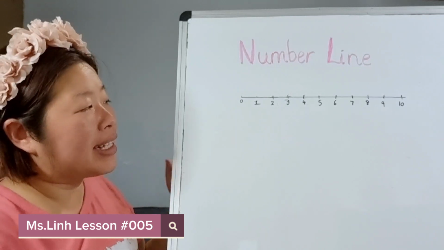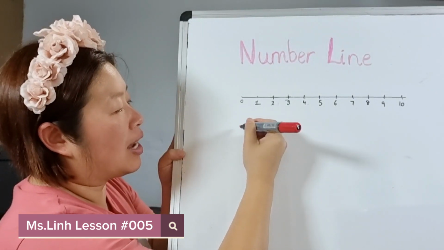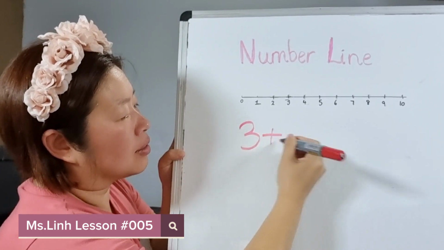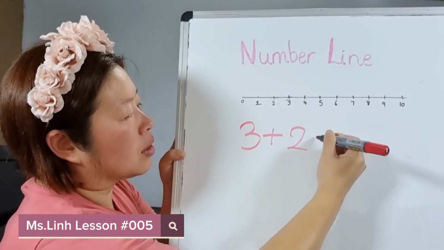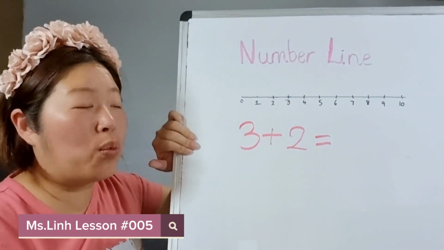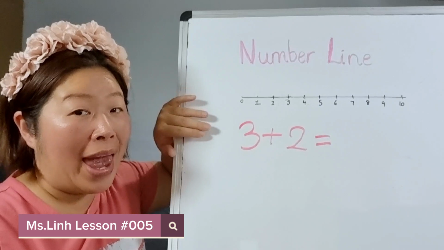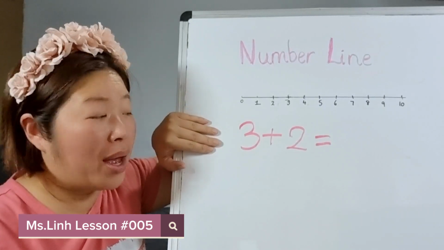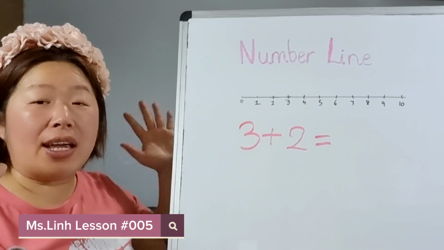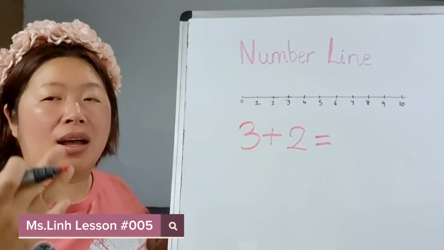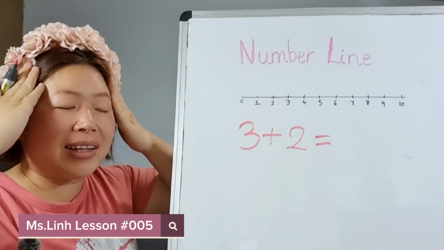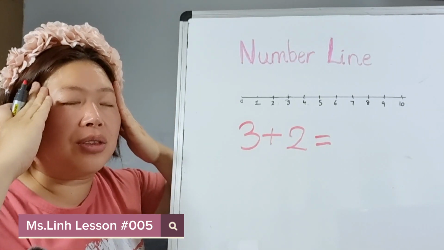Okay, now let's say we have this equation here. 3 plus 2 equals. Okay, let's see how we are going to use the number line to help us solve this math equation here. Thinking. No stress yet. Let's breathe. There's nothing to be stressed about. We're just going to put our thinking hats on and we think.